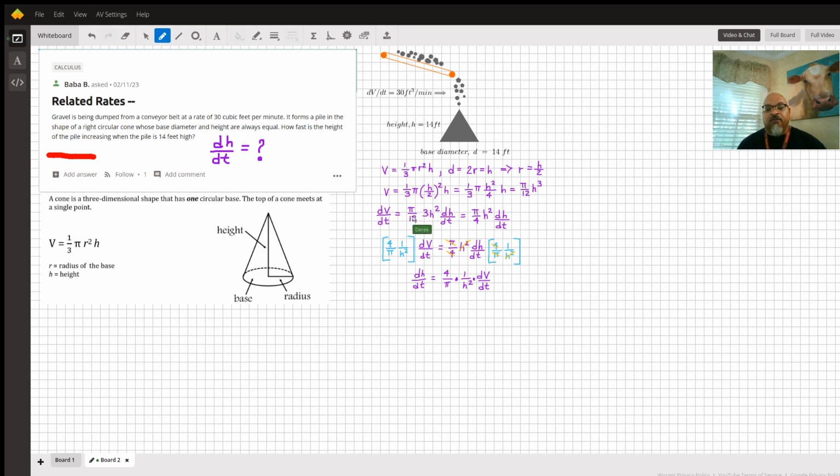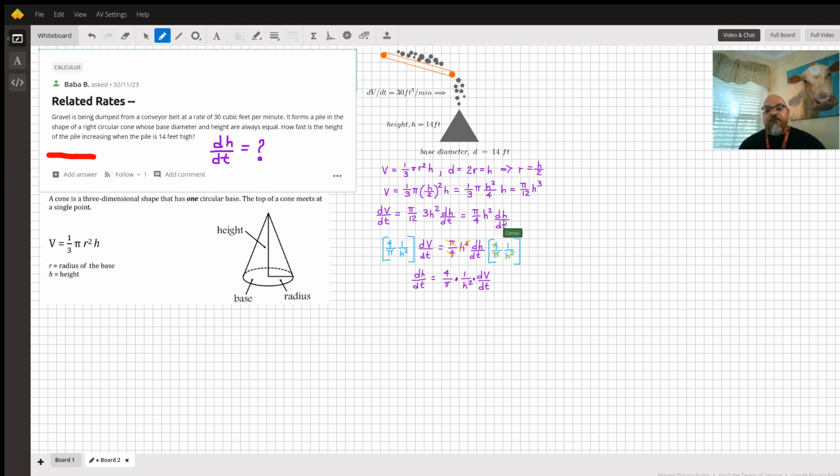So we got pi over 12 times 3h squared. So we use the power rule here. The exponent comes down front, and then the exponent is reduced by 1, dH/dt. So now we have pi over 4, h squared, dH/dt.